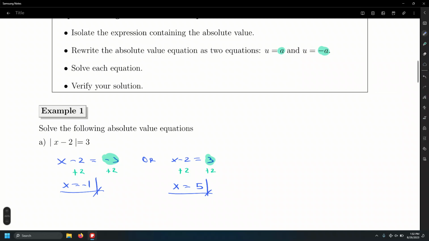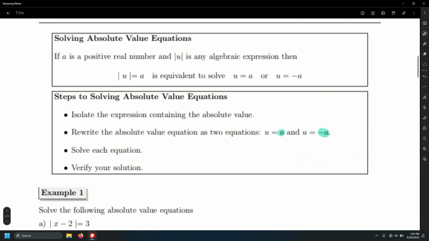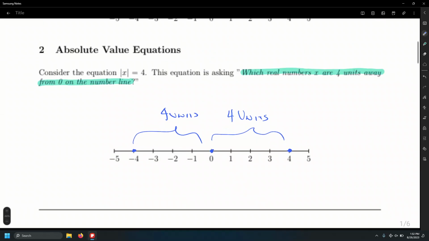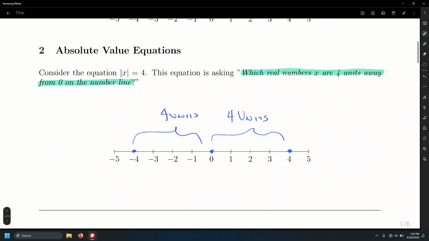Now, I would like to extend this concept a little bit. Okay, so here is the thing. Let me go back to the definition in the previous step. If we were a little more strict about the notation, this equation I gave you, absolute value of x equals 4, asks which real numbers are 4 units away from 0. So this absolute value represents the distance, which is 4, the number on the right hand side.